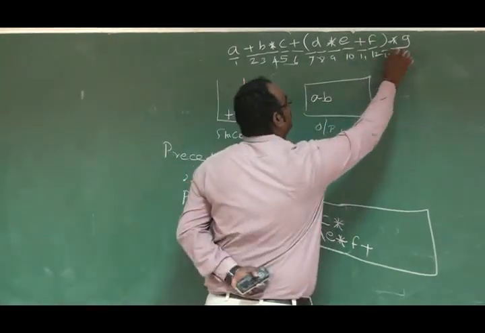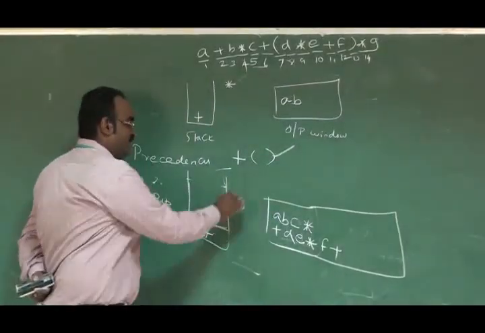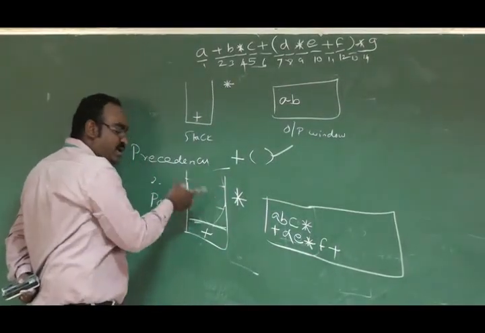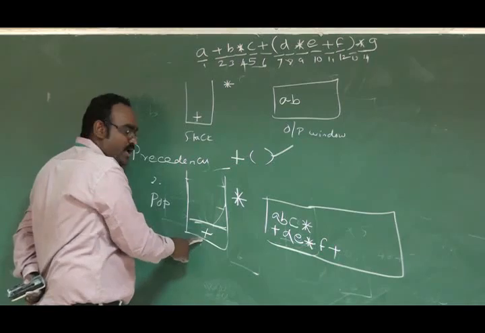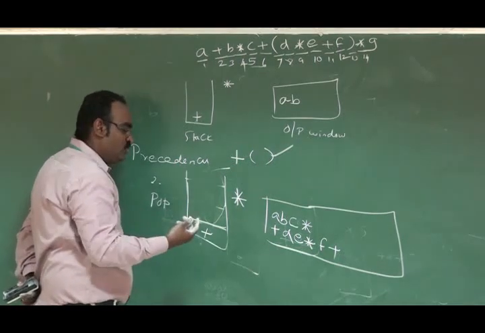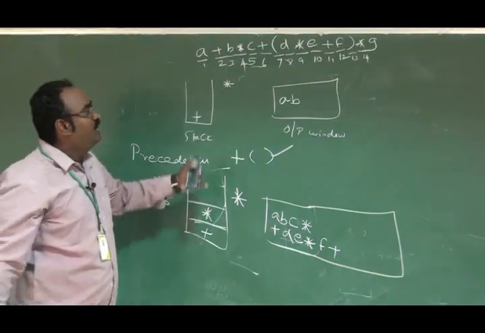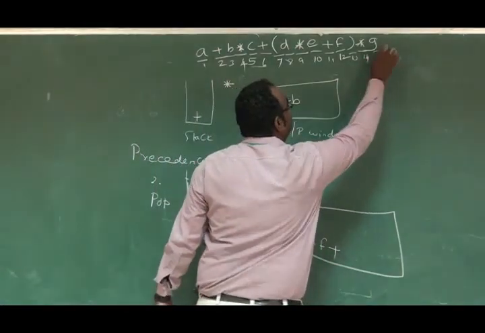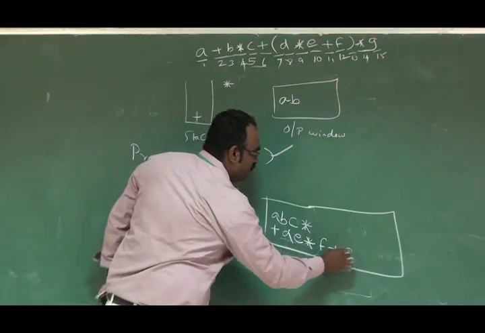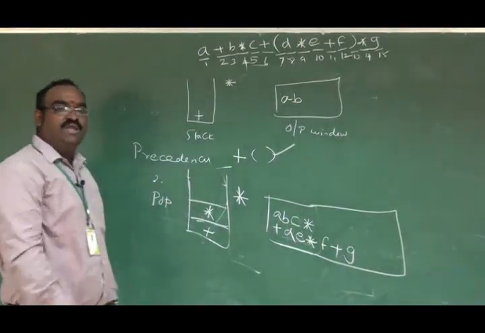Now the 14th one is a multiplication. So when multiplication arrives, what happens? Plus has lower precedence than multiplication, so no problem. Multiplication is pushed onto the stack. The final one, the 15th, is G. G is an operand, so we move it to the output window.